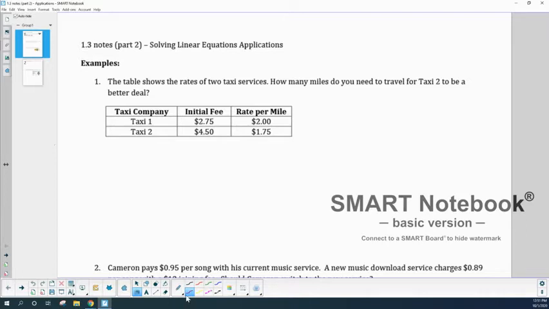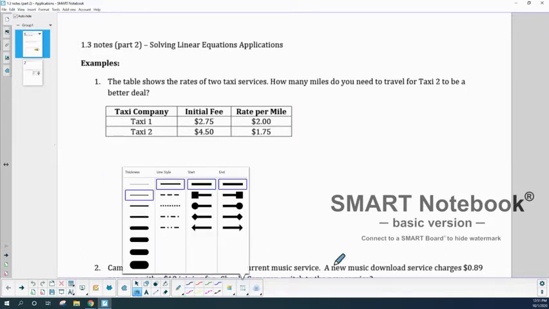This note sheet is posted in Schoology, so you will want to use this as a reference because I am going to ask you to do a few of the problems on your own. Just make sure you take a look at the 1.3 note sheet. It says 1.3 part 2. That's what I called it in Schoology. So just make sure you have that document open so that you can take a look at some of these problems as well.